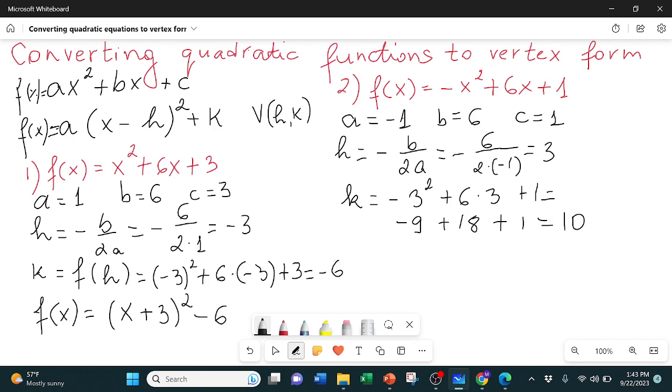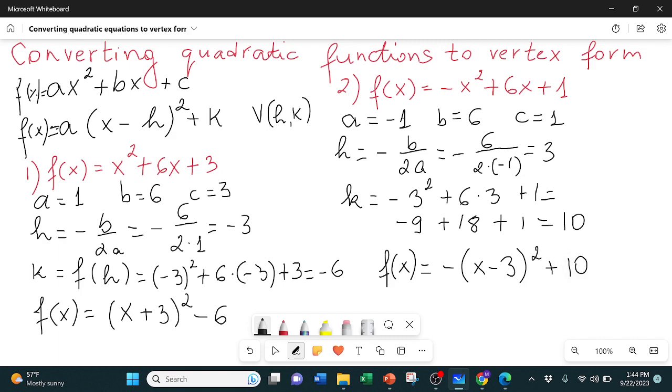So k equals 10. Then our function could be negative, because a is negative 1, (x minus 3), so (x minus h) squared, plus k, plus 10.